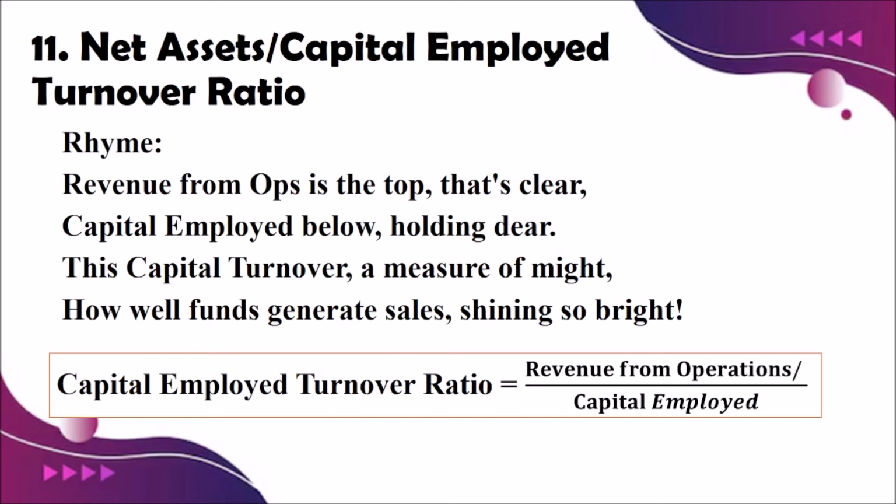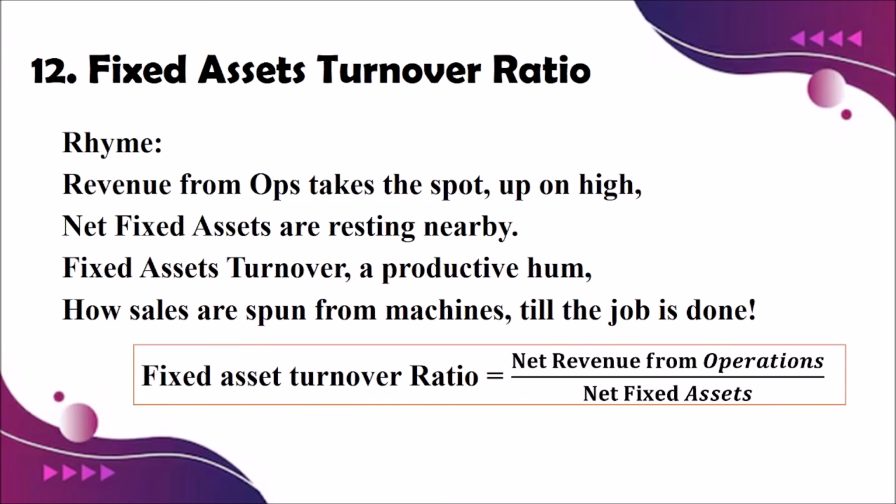Net asset or capital employed turnover ratio, very important. The equation is revenue from operation divided by capital employed. You can learn by heart the rhyme related to net asset or capital employed turnover ratio. Fixed asset turnover ratio, it was added to our syllabus about 2 years before. So the equation is net revenue from operation divided by net fixed asset. Please learn by heart and read the 4 lines.